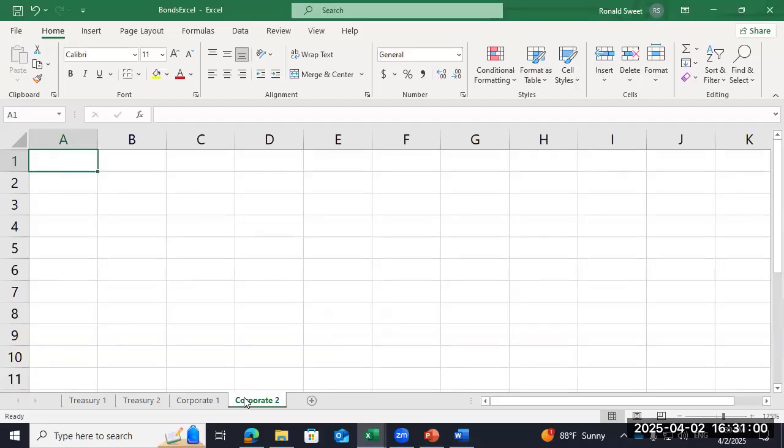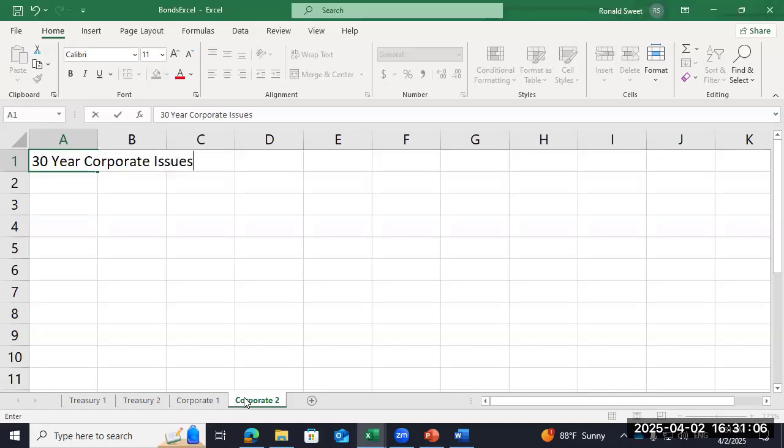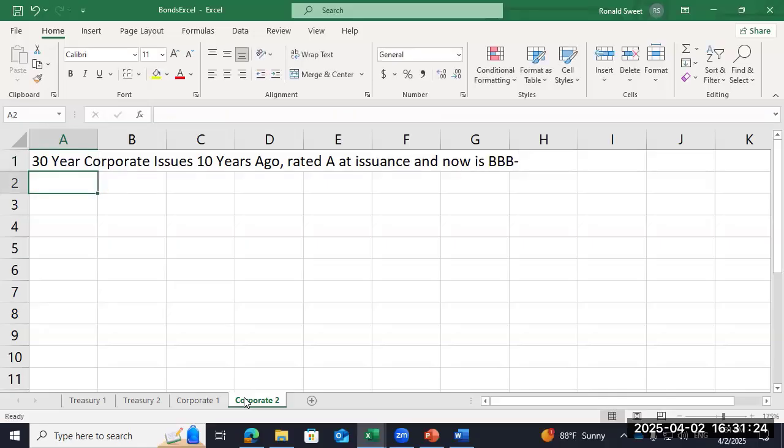All right, let's do a 30-year corporate issued 10 years ago, rated single A issuance, and now is triple B minus. All right, so what's the term here? 20 years, right? It's a 30-year bond, but it was issued 10 years ago, so there's only 20 years left. Let's get the coupon.